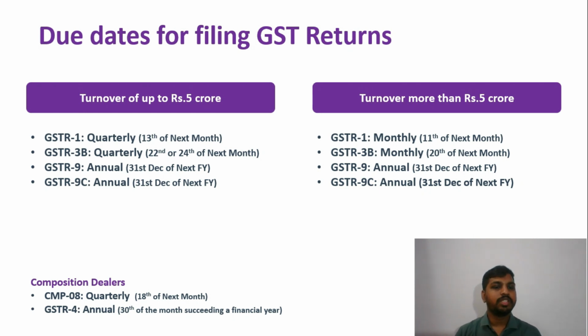Below, you can now see the frequency and due date for composition dealers. They have to file CMP08 quarterly returns, and the due date for the same is 18th of next month. And GSTR4, which is an annual return, has a due date of 30th of the month succeeding the financial year. That means 30th of April, because the financial year ends on 31st March.